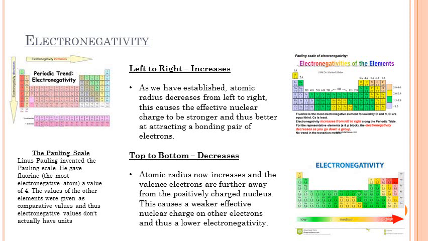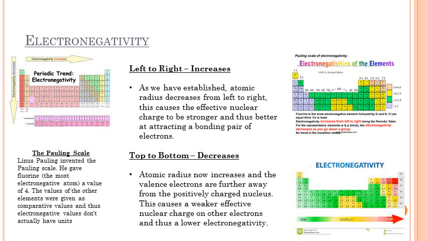As we can see, electronegativity has the inverse trend to atomic radius. From left to right, electronegativity increases. As we have established, atomic radius decreases from left to right. This causes the effective nuclear charge to be stronger and thus better at attracting a bonding pair of electrons.